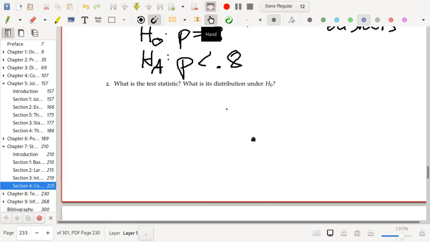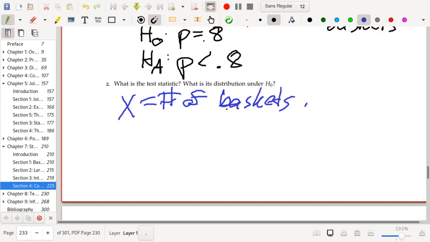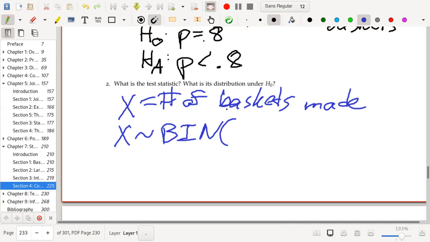What is the test statistic? What is its distribution under the null hypothesis? Going back to the problem, what I'm doing is I'm shooting baskets and we're counting how many baskets I made. So that means our test statistic is going to be X, which is the number of baskets I make. X is going to follow a binomial distribution because I either make a basket or I don't. I'm doing this 20 times. And we are assuming that the null hypothesis is true. So if the null hypothesis is true, the probability I make a single basket is 0.8. So that means that X is going to follow a binomial distribution, since that's what counts these types of events. So N is going to be 20 and P is going to be 0.8. And this is going to be the distribution of X if the null hypothesis is true.